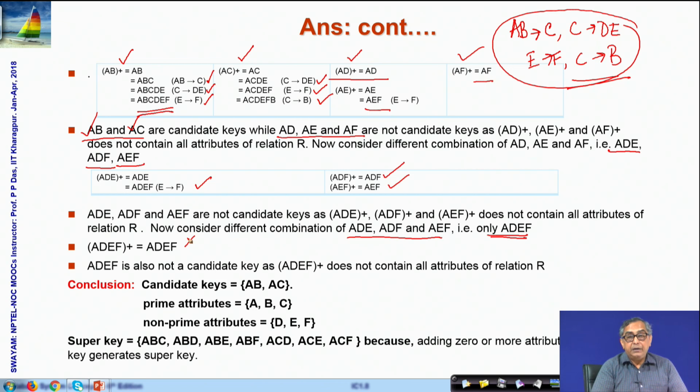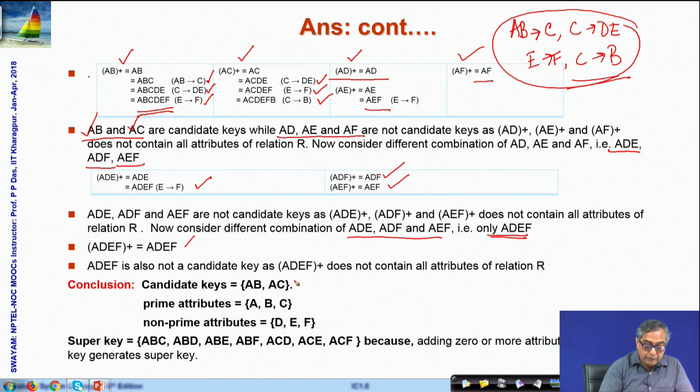Naturally, I did not consider triplets which had A B and some other attribute, or A C and some other attribute, because since A B is already a candidate key, I know adding any attribute to A B will keep it a key, it will make it a super key only, it will not remain a candidate key. Similarly, adding any attribute to A C will also make it a key, but not a candidate key.